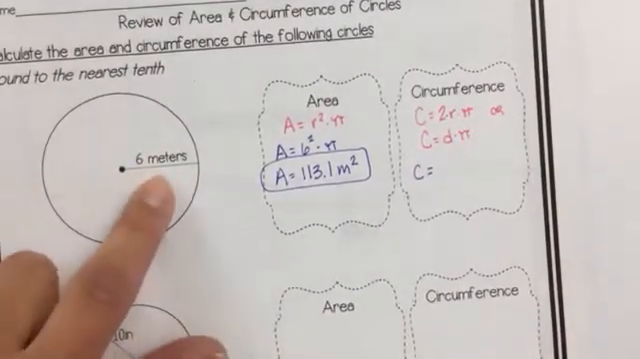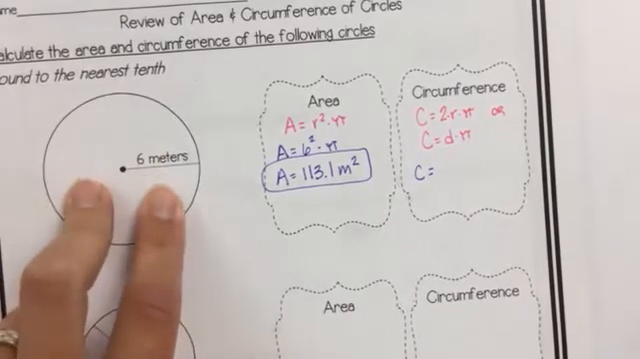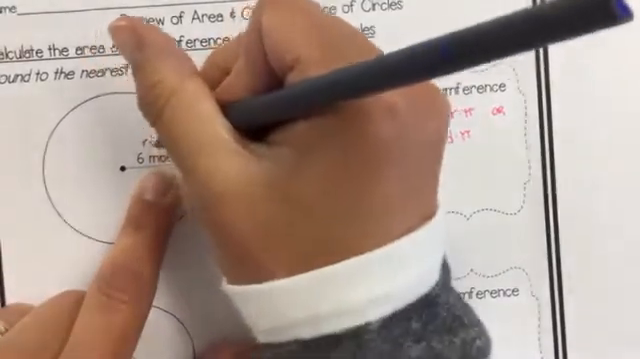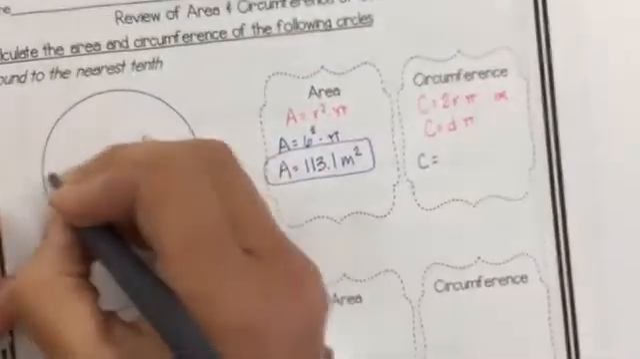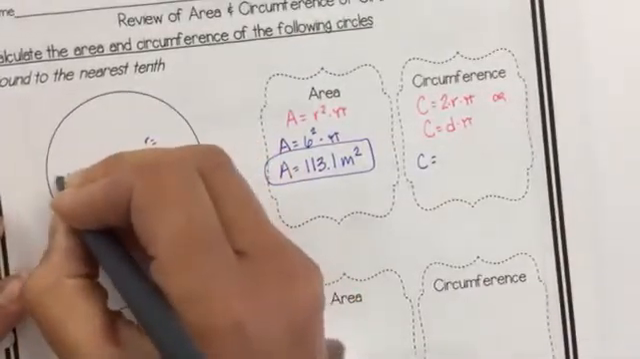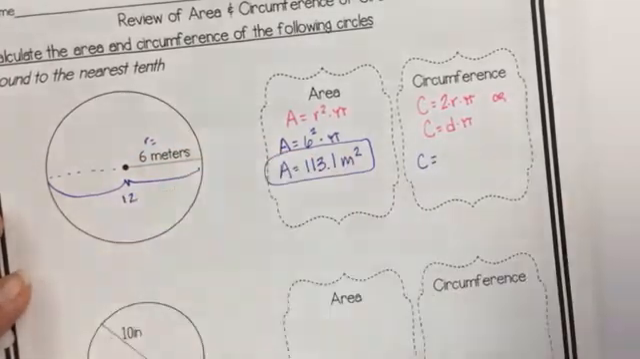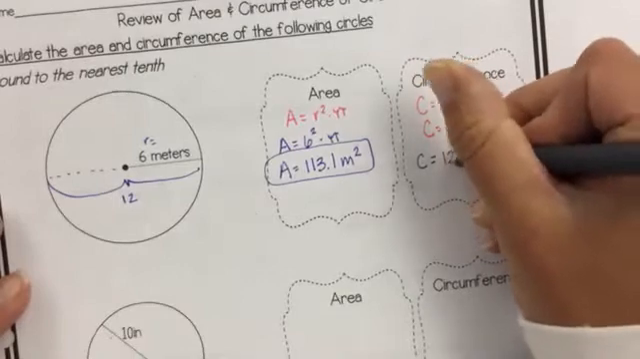So what is the diameter of the first circle that we're working with? 6. Nope, that's the radius. 12. Radius equals 6, so what's the diameter all the way across? 12, yep. Okay, so this one is just going to be 12 times pi.